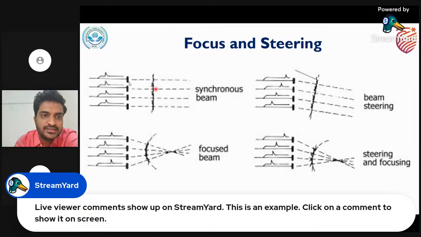So focusing: this is a synchronous beam coming straight into a tissue, and it goes straight.